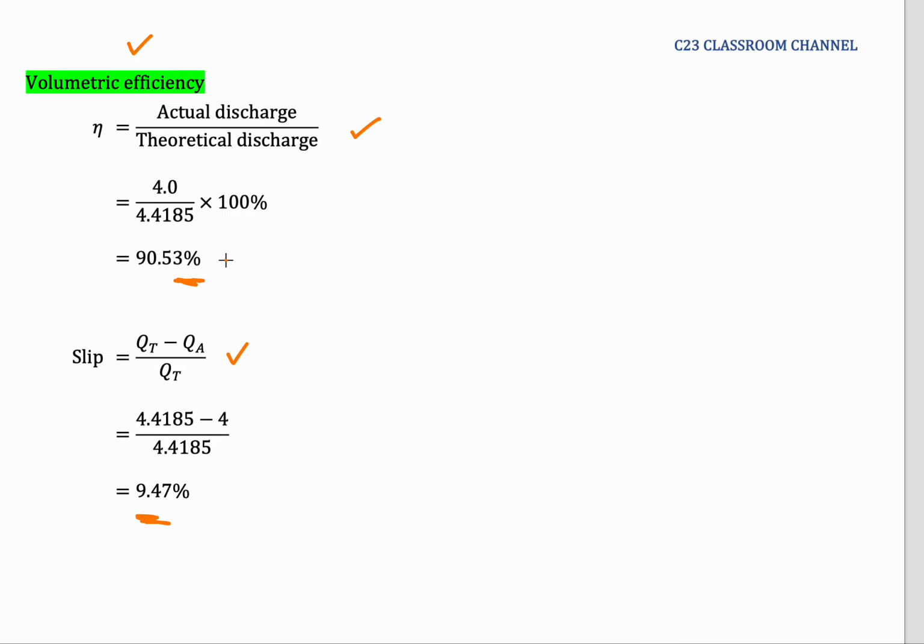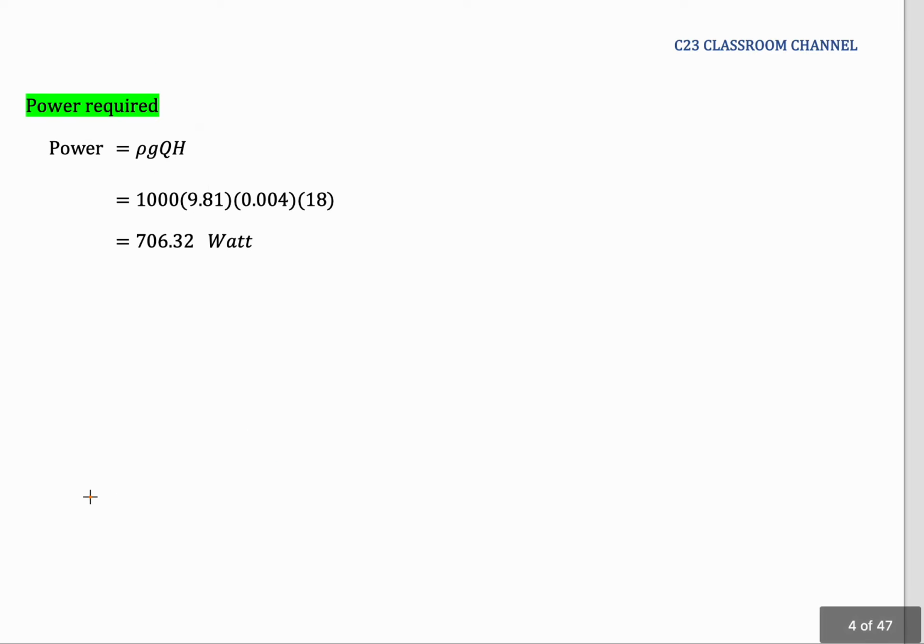So if we look into these numbers, we could find why the efficiency is reduced: because there is slip in the system. These two numbers make up 100%. And then we could calculate the power required. The equation for power is rho g Q H. We substitute the value of flow rate here, the Q, with the actual one, 0.004, and then we could get that the power is 706.32 watt.